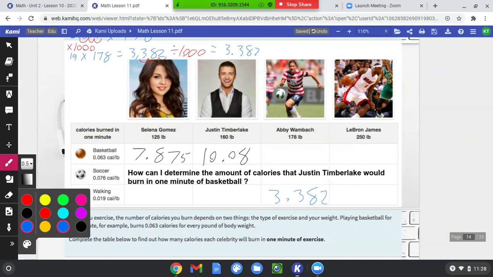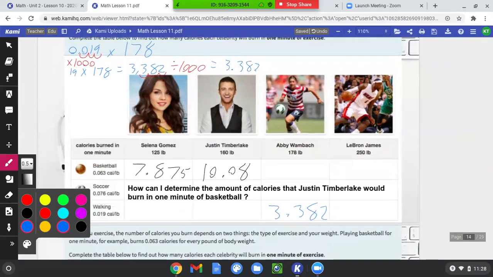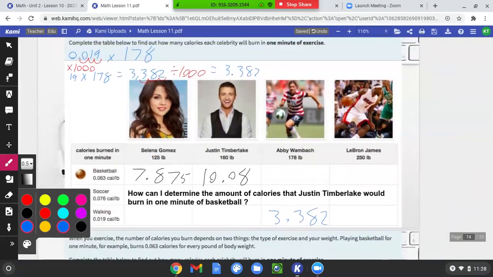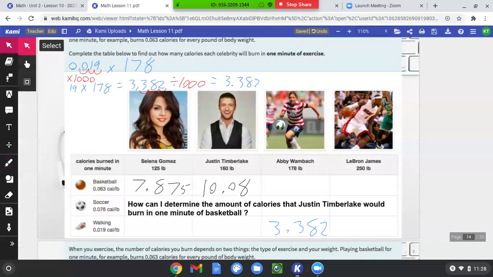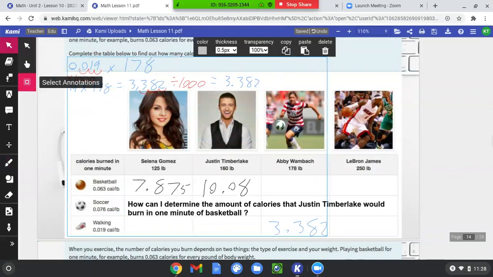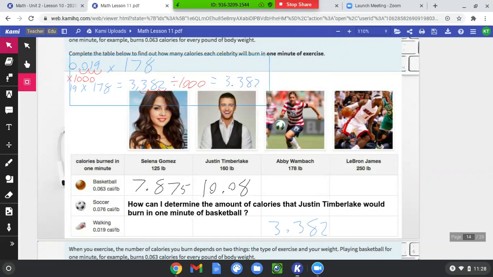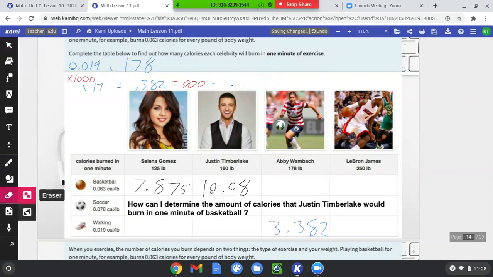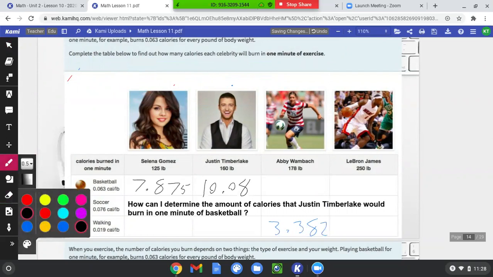Who do you think is going to burn more? Her or LeBron James, who had 250? Let's see. I want y'all to do this one on your own, and when you are ready, start the video. All right. I hope y'all did it and did it well, showing your work. Do what you got to do.